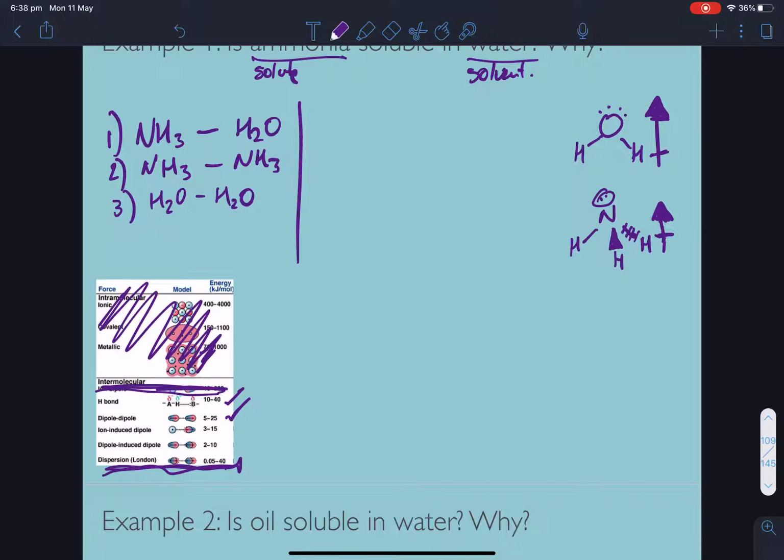An ion-induced dipole, well, remember those induction ones go with non-polar molecules. So we haven't got a non-polar. Do we have dispersion forces? Yes, because we have electrons. They can be unevenly distributed when they approach each other.